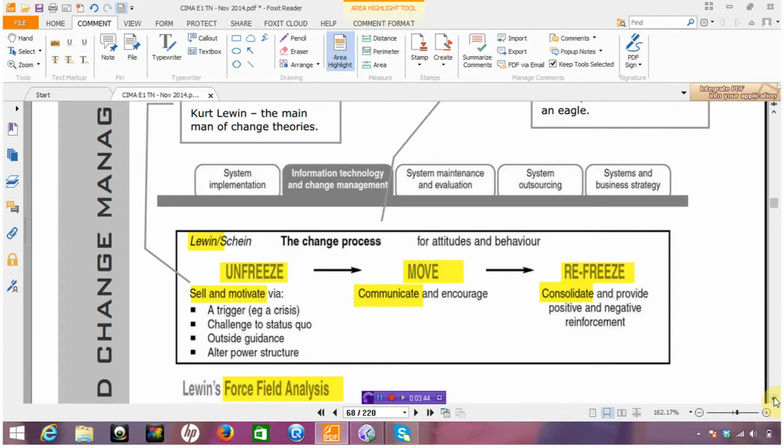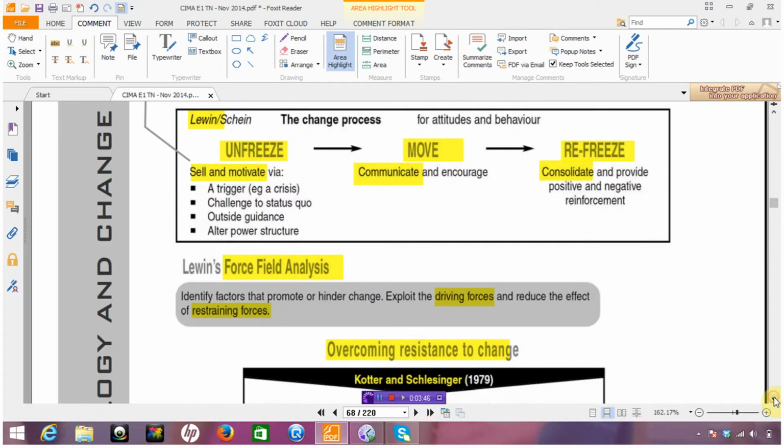Now, the next model that Lewin provides us with, we don't have a diagram here, but I don't think we need one. This is very simple, perhaps simpler than the three-stage process above. What Lewin talks about is a force field analysis.